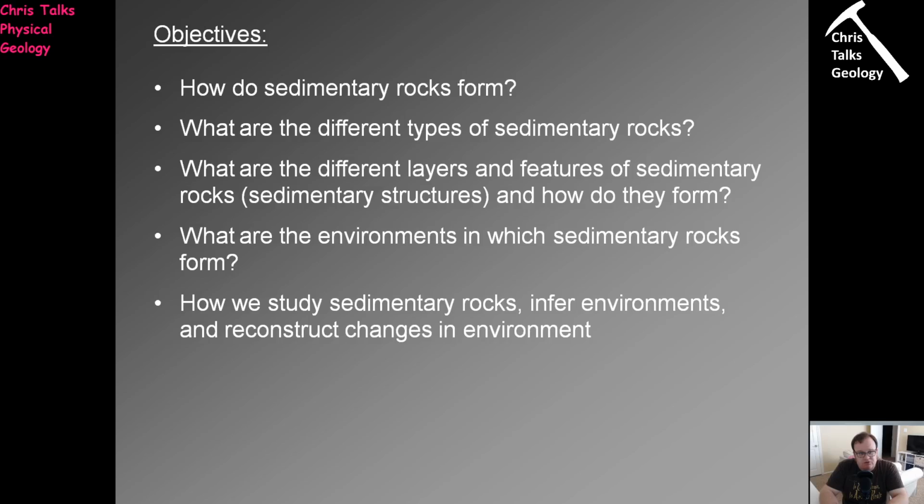So now we also need to think about what are the different layers and features of sedimentary rocks. We're going to think about sedimentary structures and how they form. We're also going to think about what are the environments in which sedimentary rocks form, and that's going to be the focus mostly of this lecture. And we're also going to think about how do we study sedimentary rocks, infer environments, and reconstruct changes in the environment.